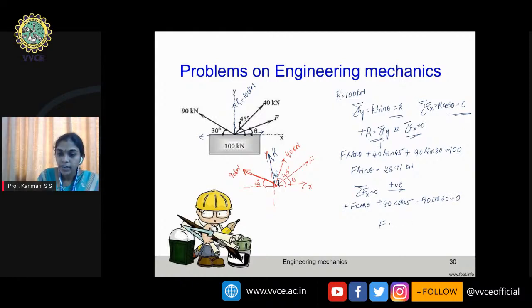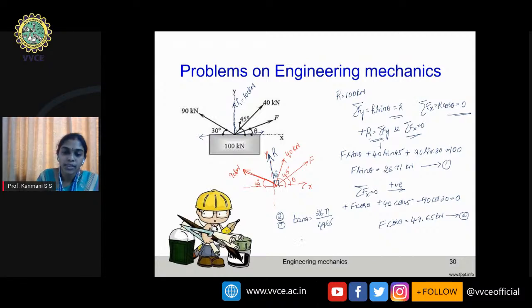With that, the F cos theta value that I have calculated is 49.65 kilonewton. So these are the two values we have. Let me call this equation 1 and this equation 2. Just do 2 by 1. Equation 2 by 1, you will get tan theta. So tan theta will be 26.71 divided by 49.65.